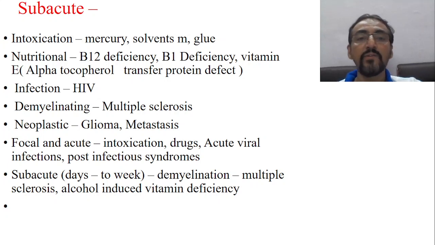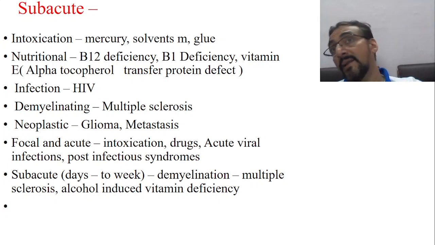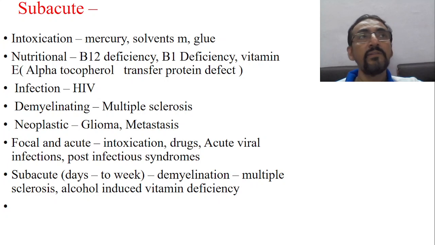Focal and acute, sometimes localized ataxia will be there, but it is very acute. This can happen in intoxication, drugs, acute viral infections, post-infectious syndromes, etc. Subacute happens in days to weeks. This is quite common in demyelinating disorders, usually multiple sclerosis, alcohol-induced, vitamin deficiencies, etc.